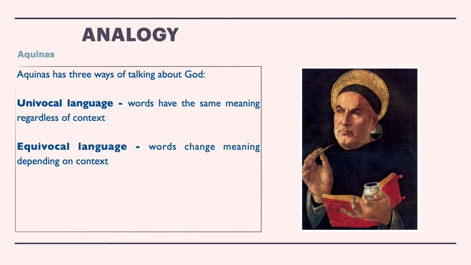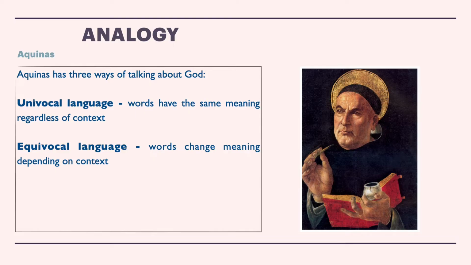The second way of talking about God is equivocal language. This is when the words that you use will change their meaning depending on the context in which they're used. Take the word love again, for example. Now, if I said to my best friend, "I love you, man," well, that has a very different meaning than if I said that to my partner, "I love you." You see, there's two very different contexts. If it kept the same meaning, that would be rather worrying, especially for my best friend.